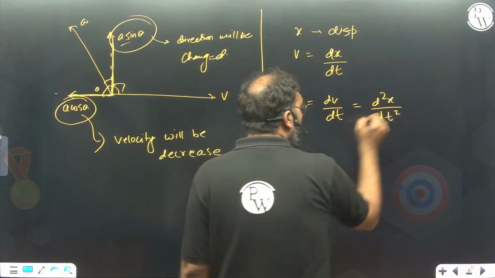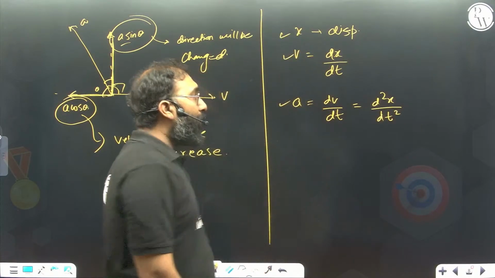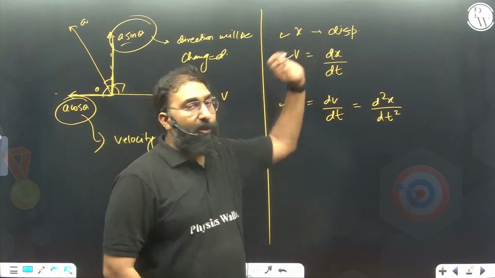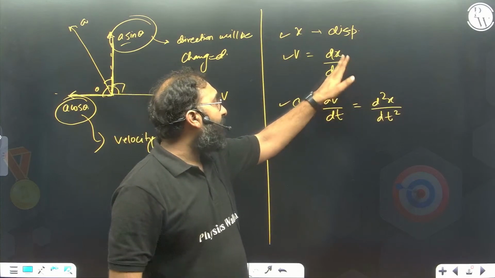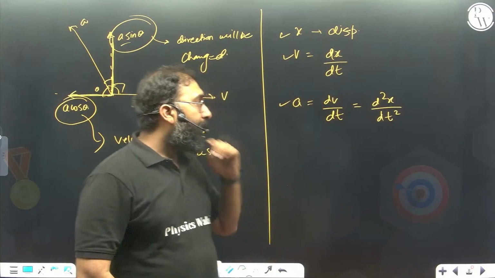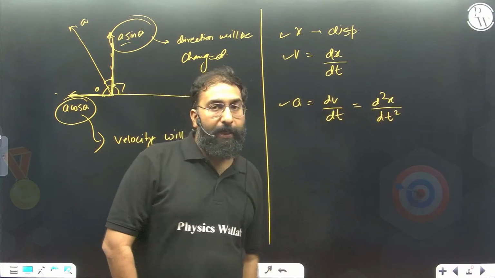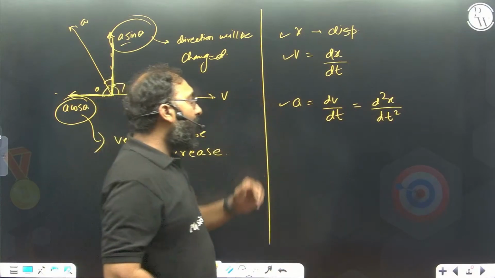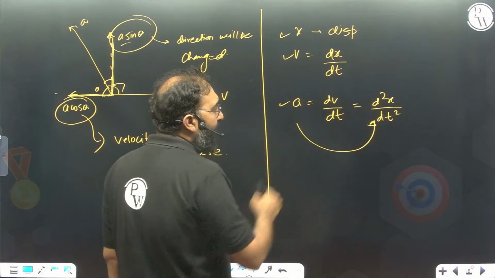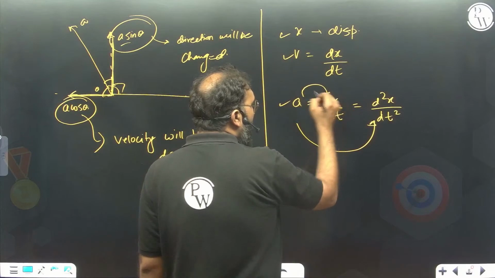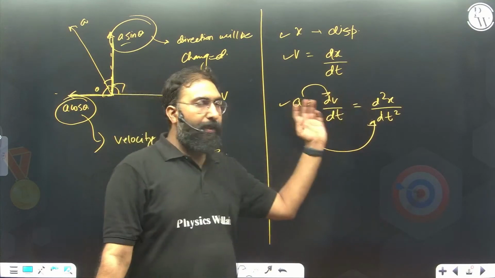So this is how we can write down displacement, velocity and acceleration. You can see one thing here: if we have a displacement function and I differentiate it with respect to time, I get the velocity, and if this is again differentiated with respect to time, I will get acceleration. So acceleration is the second derivative of displacement with respect to time, or the differentiation of velocity with respect to time. Both are the same thing, right?